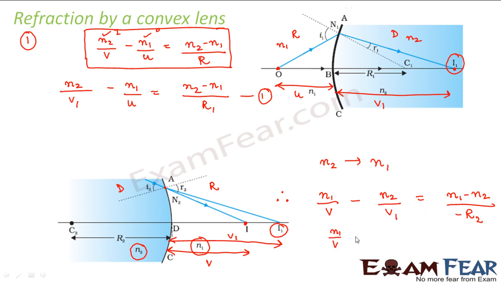So this becomes n1 by v minus n2 by v1 is equal to n2 minus n1 by R2. So this is my equation 2. Now we will add equation 1 and equation 2. What will happen if I add equation 1 with equation 2? These two terms will cancel, n2 by v1 and n2 by v1. So I'll be left with the following.